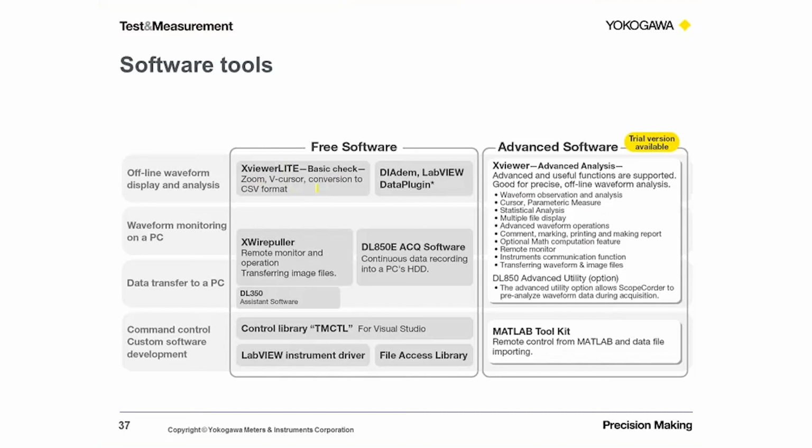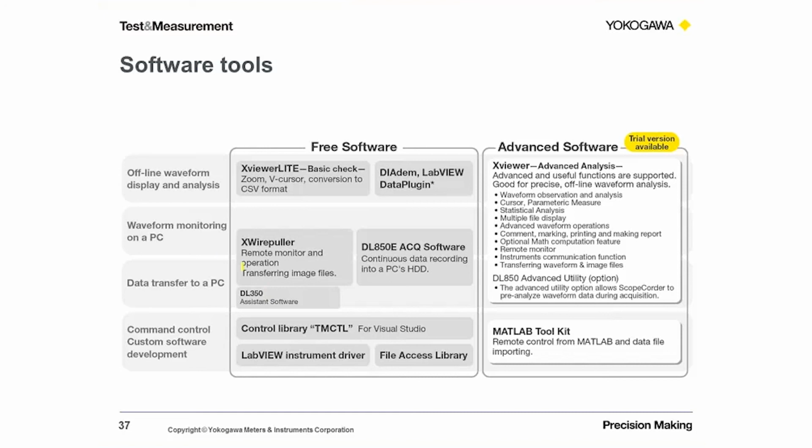For the DL350, which, as I mentioned, is a new portable version, we also provide a very simple software tool as standard. The software tool enables you to export data, but also enables you to take setup files within the DL350, bring them into a PC, modify them, and put them back. So if you want to do setup creation in your PC, you can do that very simply using the DL350 assisted software.